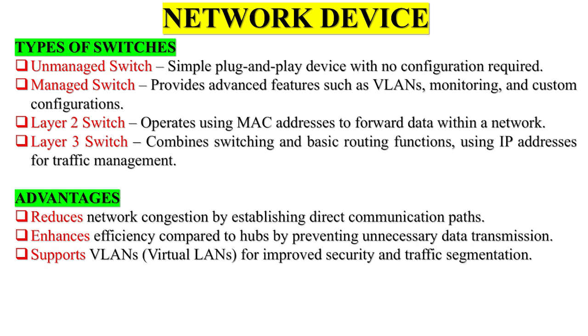Types of switches. Unmanaged switch: a simple plug-and-play device with no configuration required. Managed switch: provides advanced features such as VLANs, monitoring, and custom configurations. Layer 2 switch: operates using MAC addresses to forward data within a network. Layer 3 switch: combines switching and basic routing functions, using IP addresses for traffic management.